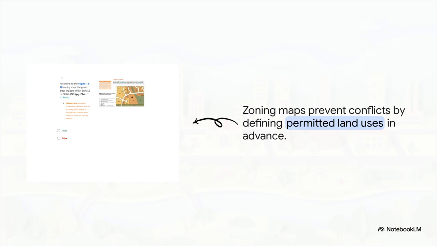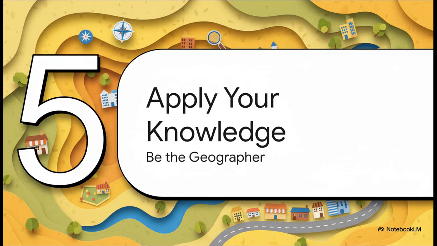This map basically lays out the rules for what can be built where. Your quiz is going to point to this map and ask about those green areas labeled with an O. That O stands for open spaces and parkland, which is a great way to create a buffer and give people places to relax. Okay, we're in the home stretch.